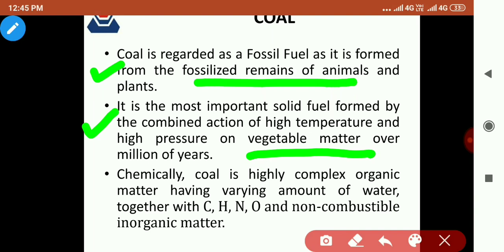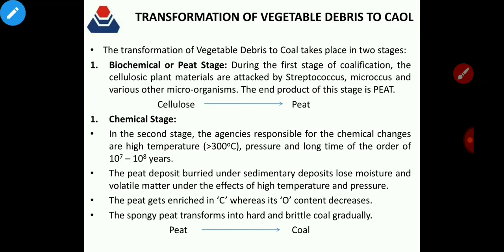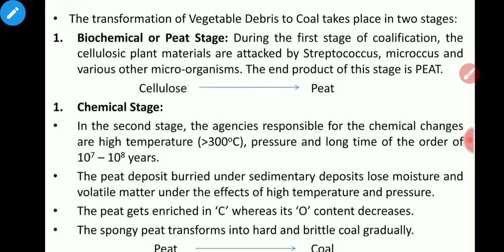Now if we talk about the chemical composition, it is highly complex organic matter having varying amounts of water together with carbon, hydrogen, nitrogen, oxygen, and non-combustible inorganic matter. So it consists of combustible and non-combustible inorganic matter. Now, when we consider the transformation of vegetable debris to coal, what is the process of transformation? We can see here that it is a two-step process.